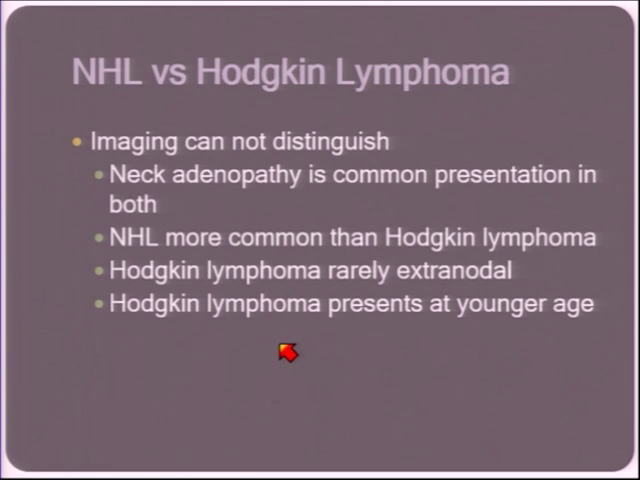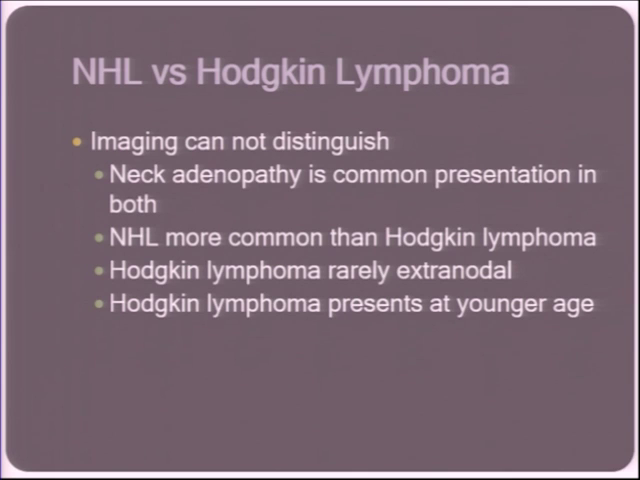So neck adenopathy is a common presentation for both of these types of lymphoma, and imaging cannot really distinguish between the two. There's a few clues that may help you consider one versus the other. Non-Hodgkin is more common overall than Hodgkin lymphoma. Hodgkin lymphoma is rarely extranodal, and in all comers, if you look at pediatrics and adults, Hodgkin presents at a younger age. But Hodgkin lymphoma is really rare under the age of 10.